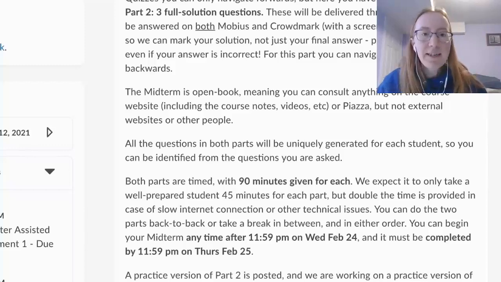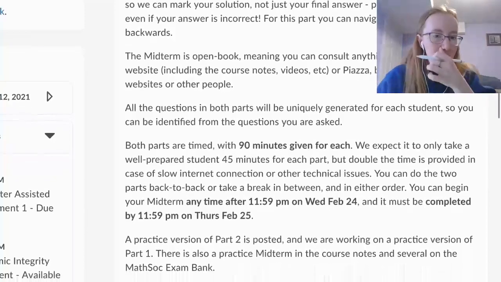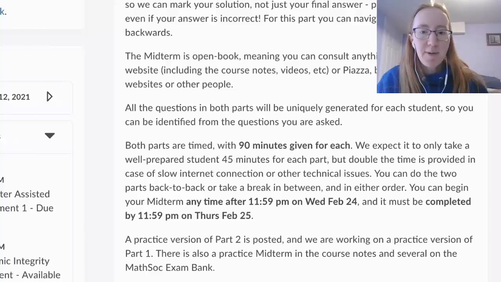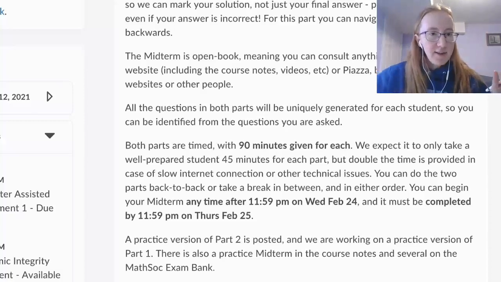And we did post a practice version of part 2. You may find some more; there's tons out there. Part 2 is very similar to any in-class midterm, so you could look for any of those. And we're working on a practice part 1, just to give you more chances to prepare. So, that's the basic idea for the midterm, and I would welcome any questions if you have them now.